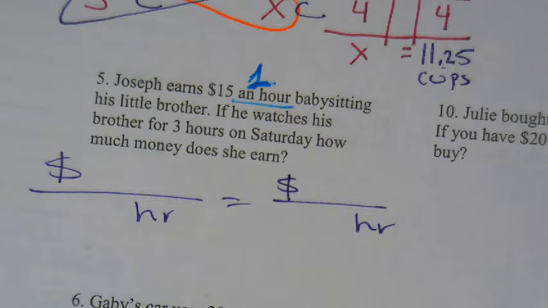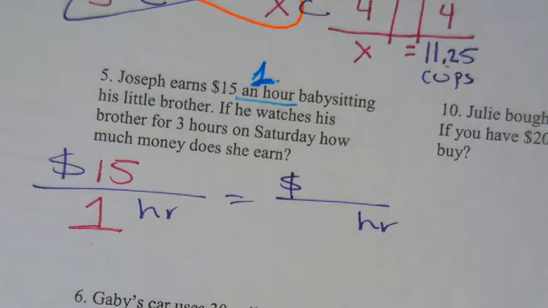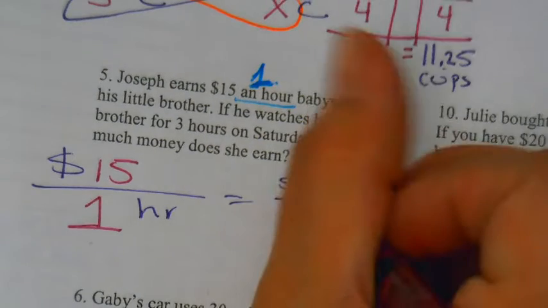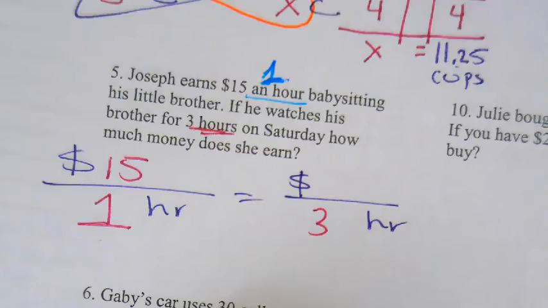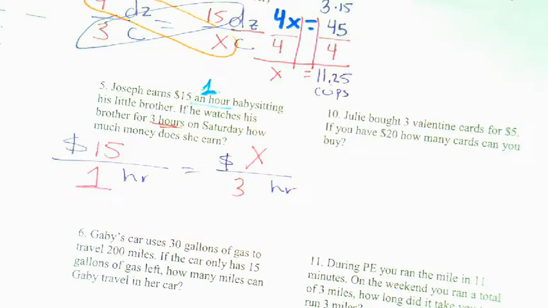First sentence, first fraction. What number goes on the top? 15. What number goes on the bottom? 1. Where does the 3 go? And then X. Bottom, because it's 3 hours. Hours are on the bottom. X is on top. So it's gonna be the same thing, but it's like switched up. So it's gonna be 15 times 3.